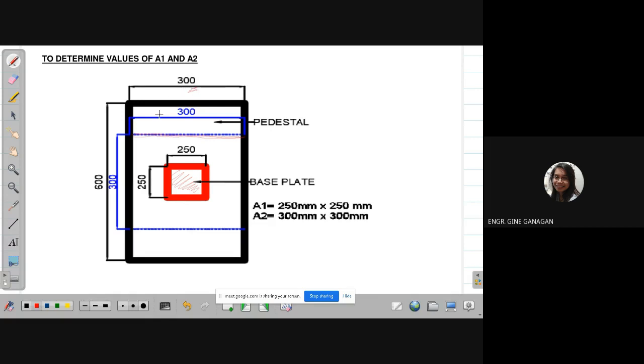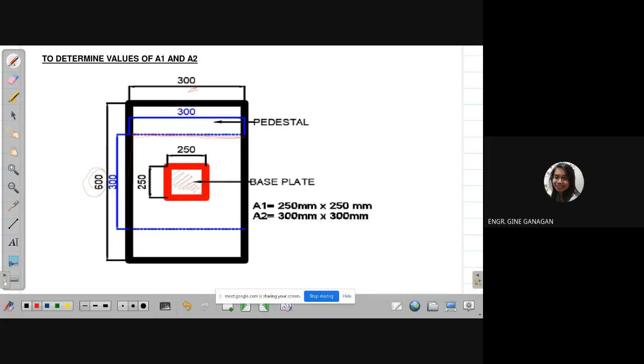Okay? And then, pag min-maximize ko yung 300, pwede ko ding i-maximize na 300 yung aking length kasi pasok pa rin siya dito sa ating dimension na 600. Okay? So, pwede siyang ma-maximize and then yung centroid ng both yung pedestal sa base plate parehas, yung centroid nila. So, geometrically, similar sila. So, yung area po natin dito is 300 by 300.